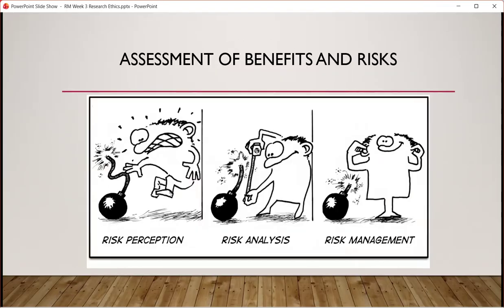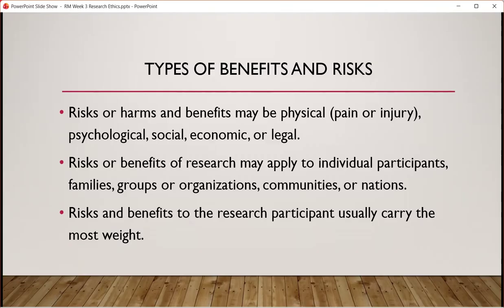We also talk about assessment of benefits and risk when we look at ethics and we do research. When we talk about benefits and risk, we talk about risks or harms and benefits that may be physical, pain or injury, psychological, social, economic, or legal, etc., etc. Risks or benefits of research may apply to individual participants, families, groups, or organizations, communities, or nations. And the risks and benefits to the research participant usually carry the most weight.